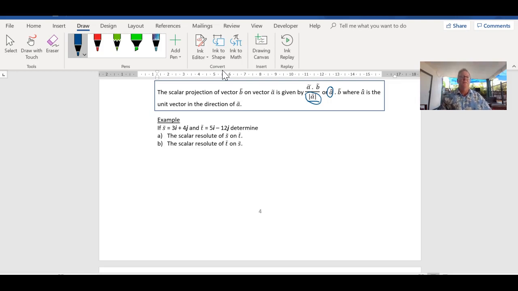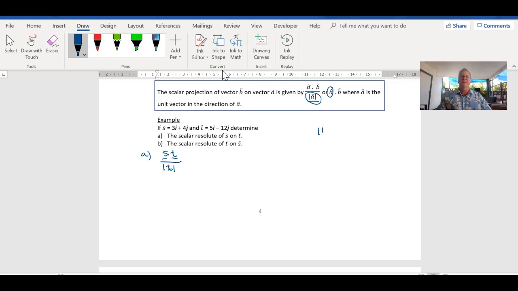Okay, what about these examples, S and T? What is the scalar resolute of S on T? Well, there's the clue, it says on T. So going back to what it said in the box, how do you get that? S on T, well you just take the dot product of S and T, and because it's on T, you want that over the norm of T.